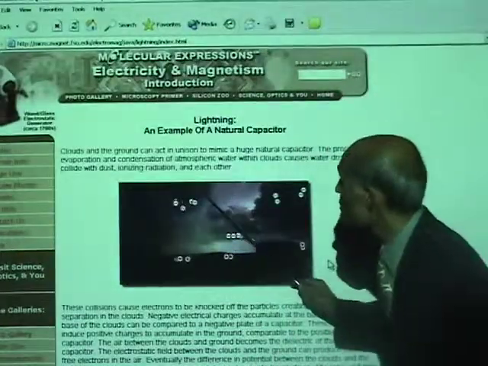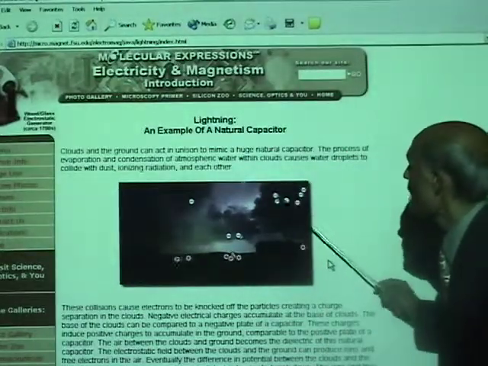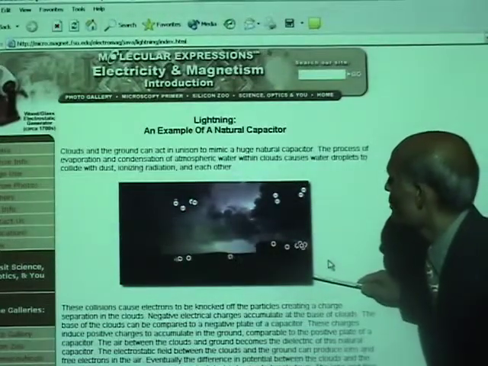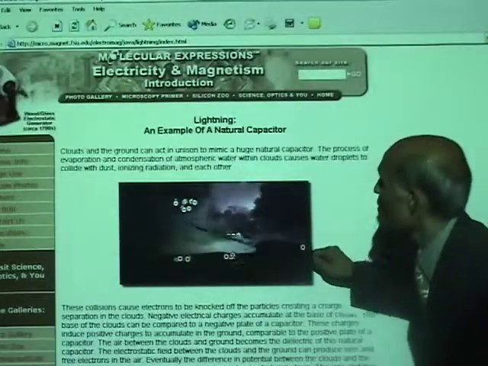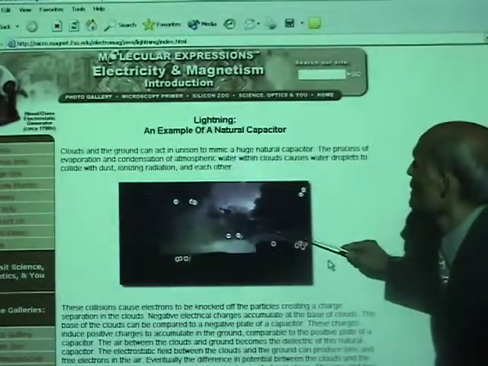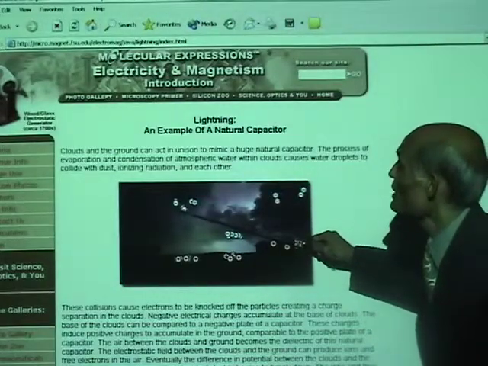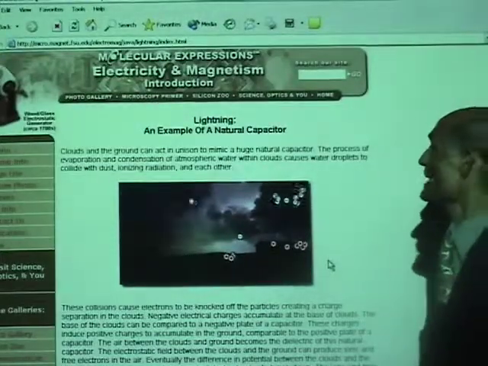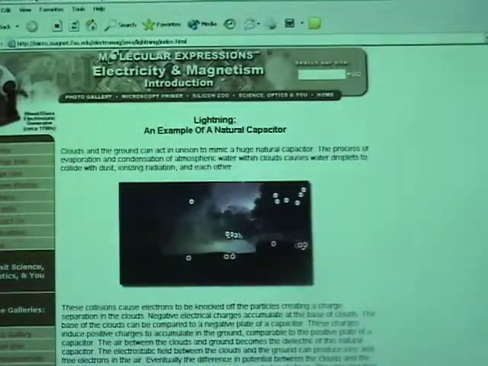Now, here is a good illustration of how charges get built up in the cloud and they induce opposite charge on the ground, and how the electric discharge between them causes lightning and thunder. You see, when the charges get built up, the electric field increases, dielectric breakdown occurs. And that is the process of lightning and thunder. Well, let's close this lesson.